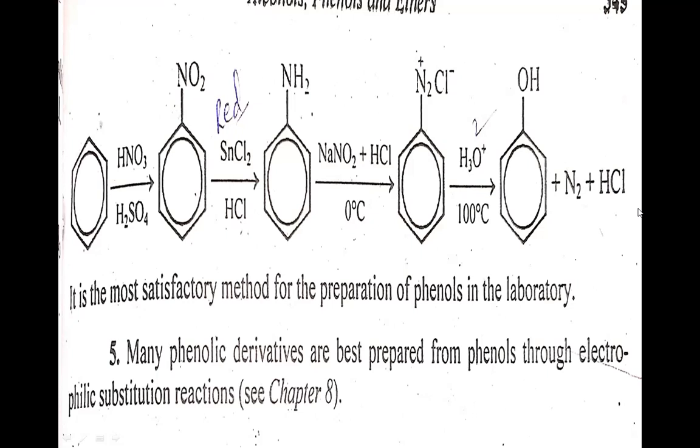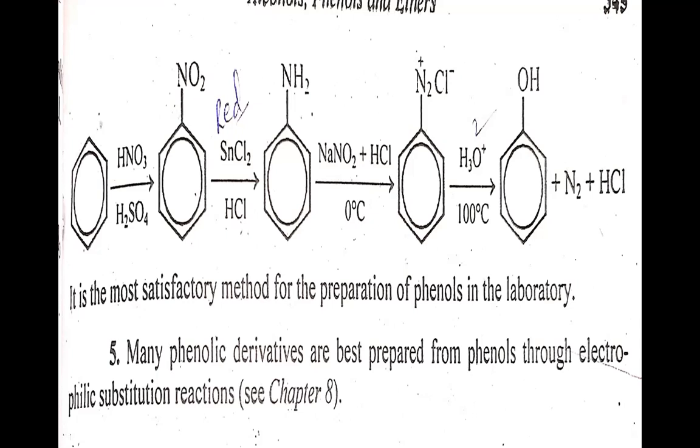So nitrogen and HCl are side products and phenol is formed, and it's the most satisfactory method for the preparation of phenols in the laboratory, because in this case, first thing is the starting material is cheap, and next, the temperature is very low at which we have to perform the reaction, that is in this case 0 centigrade and then 100 centigrade. So it's a very satisfactory method for the preparation of phenols in the laboratory.